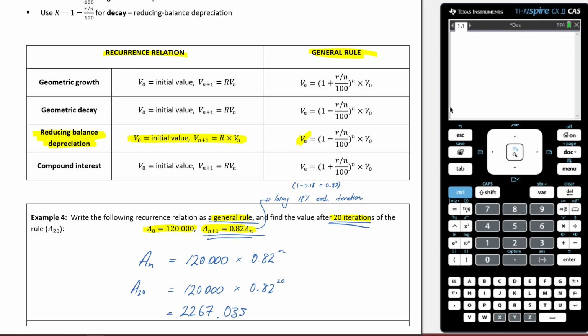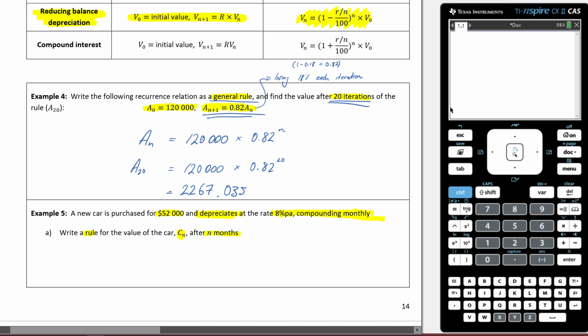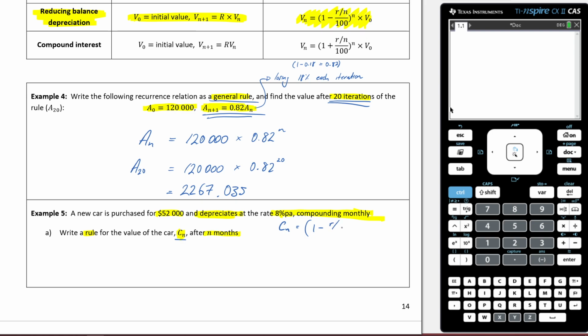What we're doing is creating a general rule, so we're going to have to use this formula here. Let's come down here and write down that formula. It might get a little messy because we don't have a lot of room, but let's try our best to fit it all in. You might have to write small. We're using C of n as our notation. C of n is going to be equal to (1 minus r over n over 100) raised to the power of n, times C of 0.